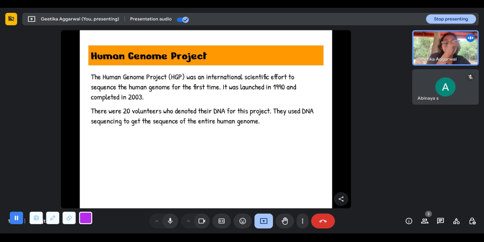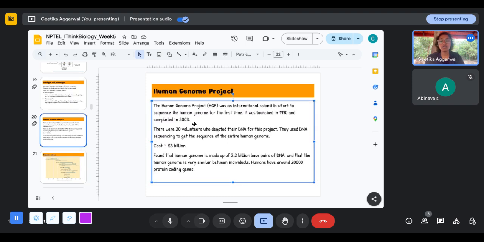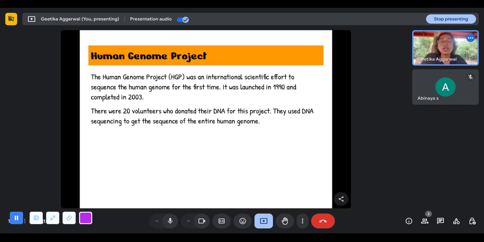So, where did they get the DNA from? They got 20 volunteers in New York. They donated their DNA to this project, and out of all of these 20 volunteers, the final DNA, the human genome that was sequenced, came mostly from one of the volunteers. But they got DNA from 20 volunteers, and they used DNA sequencing techniques to get the sequence of the entire human genome. And it cost them $3 billion. So at that point, it cost them $3 billion. Today, it costs roughly around $1,000 to get DNA sequenced. So you can see how the cost has been cut a lot.